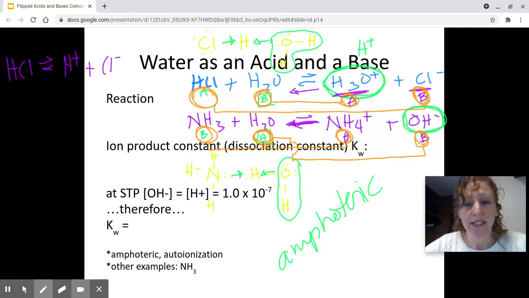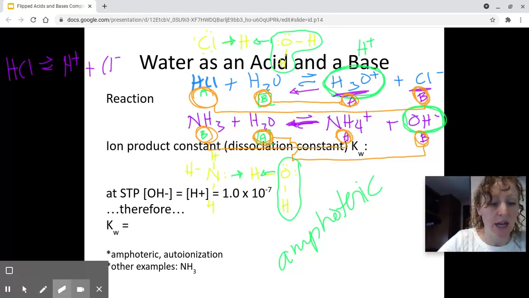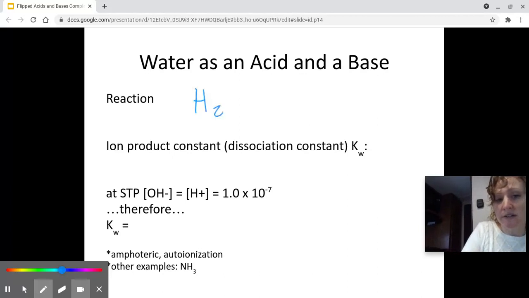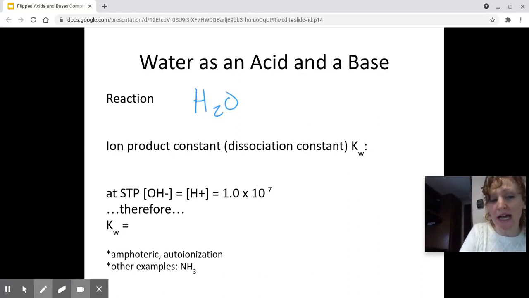Okay, so now that we have this understanding that water can act like an acid or a base, I want to show you what water does when it's by itself. So water, when it's by itself, can actually react with another water molecule. So let me see if I can draw this. So water can react with another water.